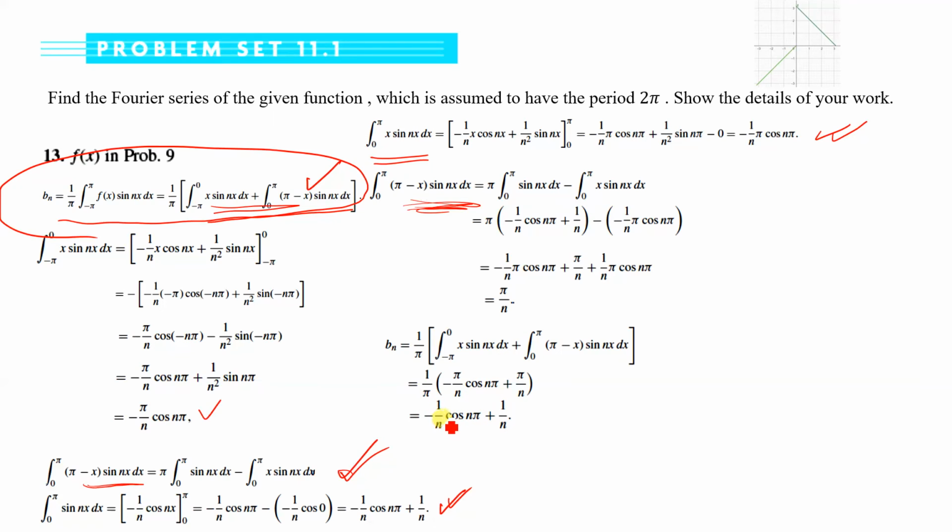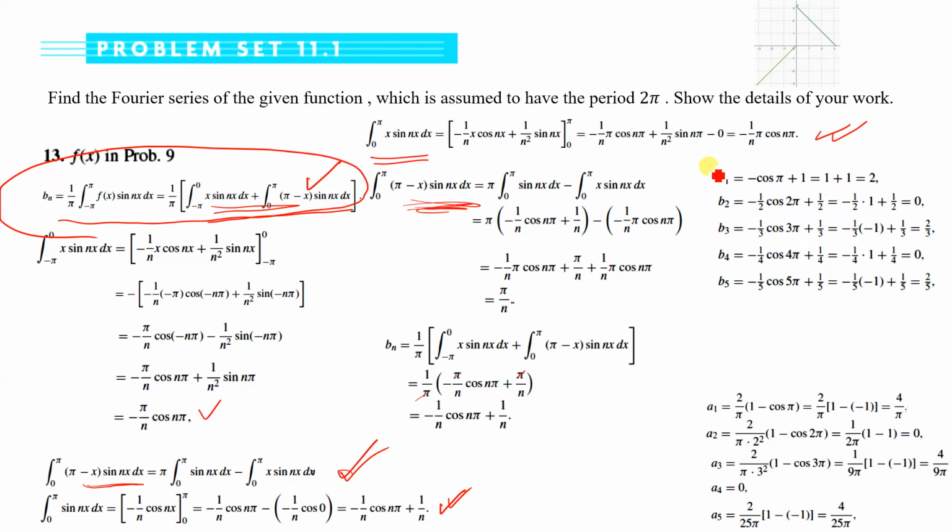So by factoring pi out, we can cancel pi with this pi. So we are left with minus 1 over n times cos of n pi plus 1 over n.